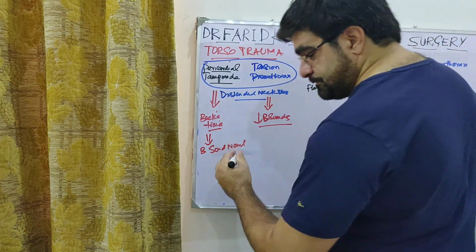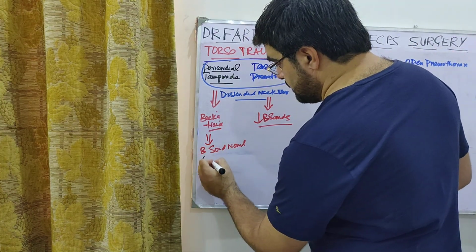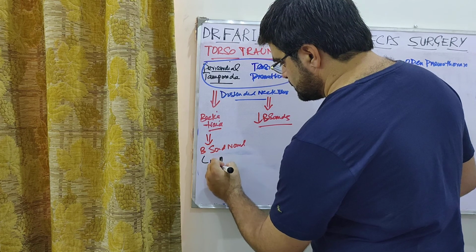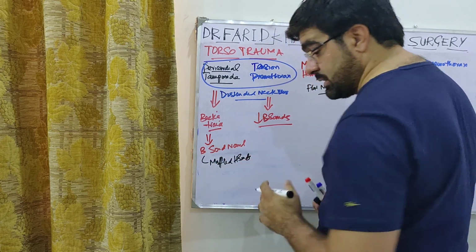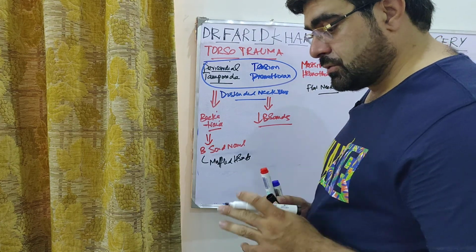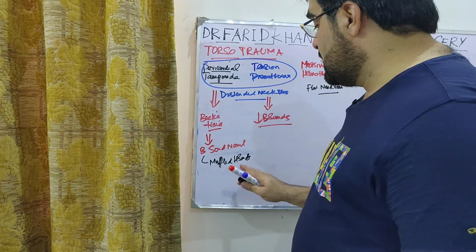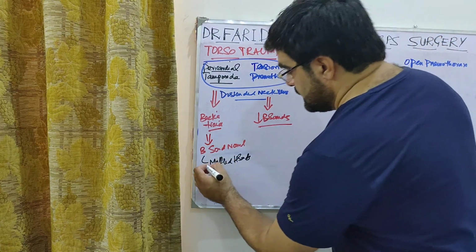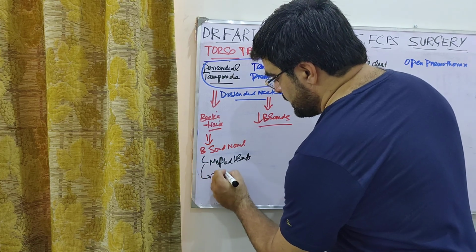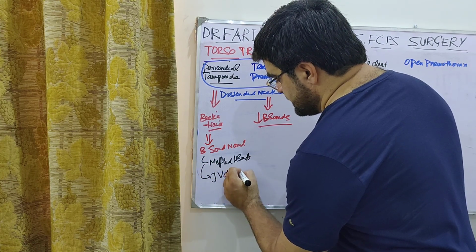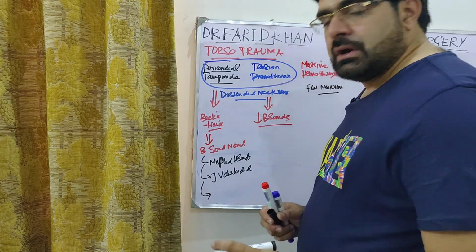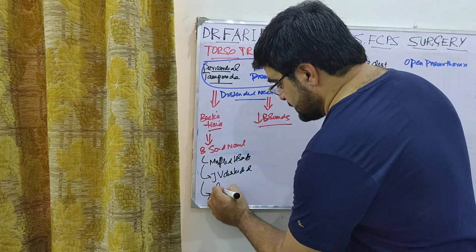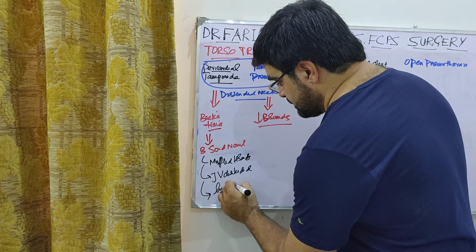Beck's triad is muffled heart sound. There will be fluid in the pericardial cavity, compressing the heart. So there will be muffled heart sound, then jugular vein distended, neck veins distended, and there will be hypotension, as I already told.